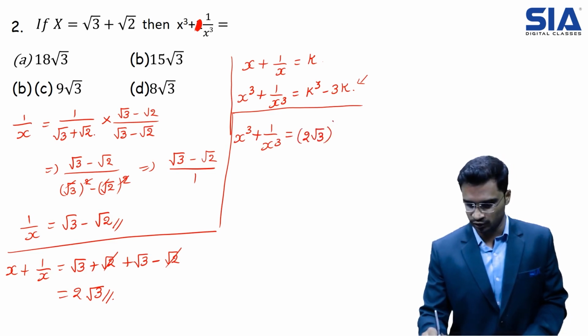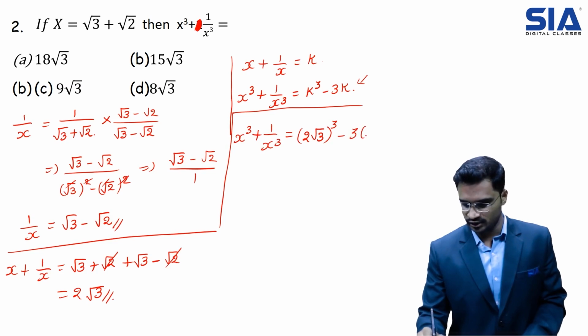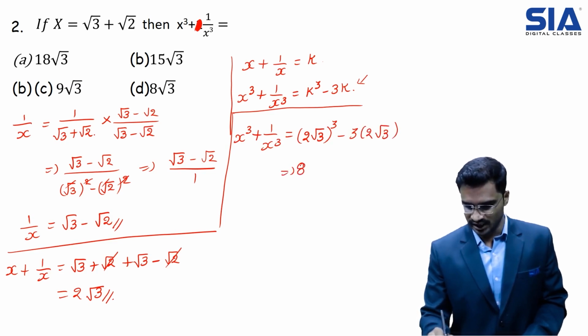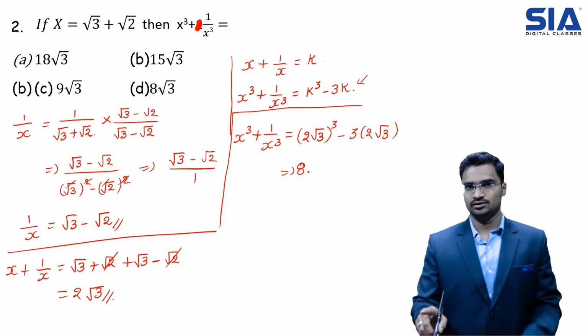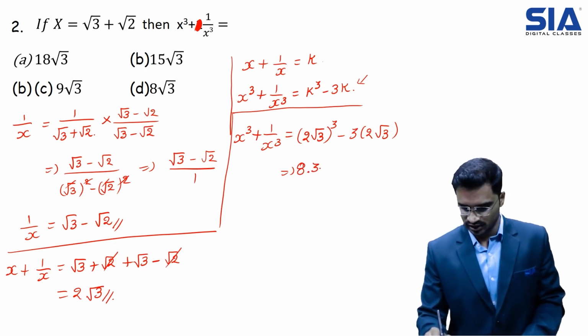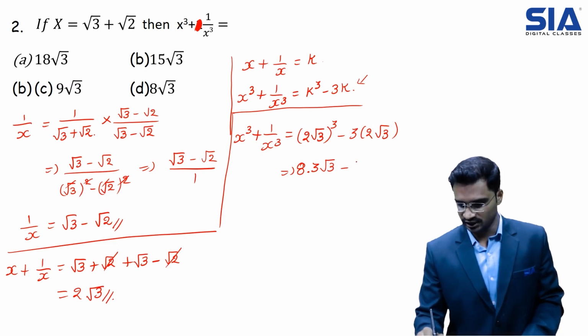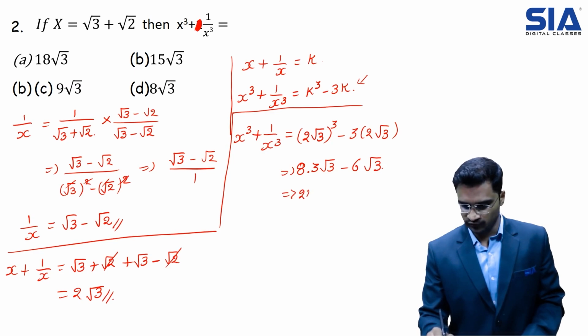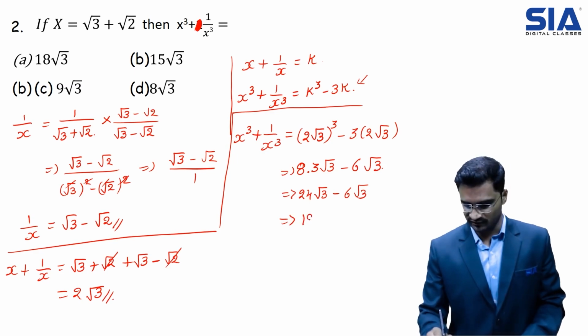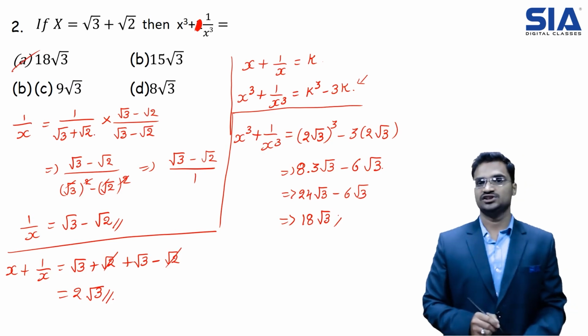2 root 3 whole cube minus 3 into 2 root 3. So 2 cube is 8. 3 root 3: root 3 cube is 3 root 3. Minus 3 2s are 6 root 3. 3 8s are 24 root 3 minus 6 root 3. 24 root 3 minus 6 root 3 gives me a value of 18 root 3. So our answer is 18 root 3, which is option A.